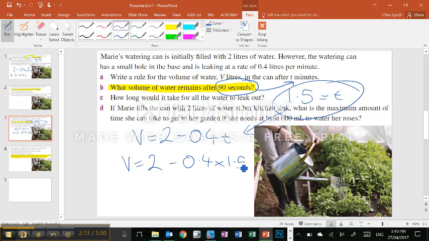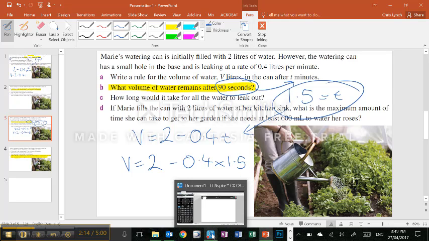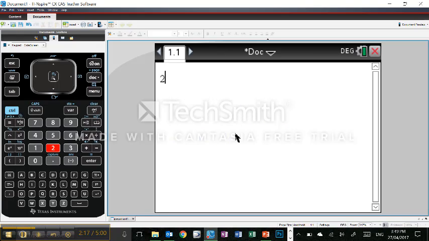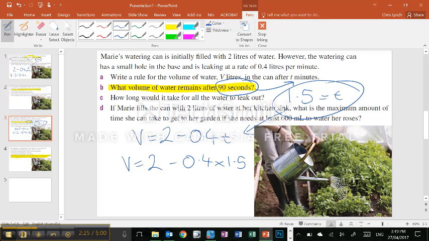We can solve this algebraically or just whack it into our calculator, which is what I'll do now. So we go 2 minus 0.4 times 1.5, and it equals 1.4. So volume after 90 seconds is 1.4 litres that remains in the water can. So we've lost 600 mils.